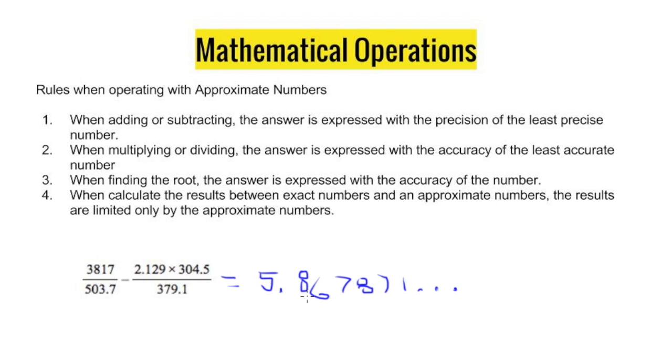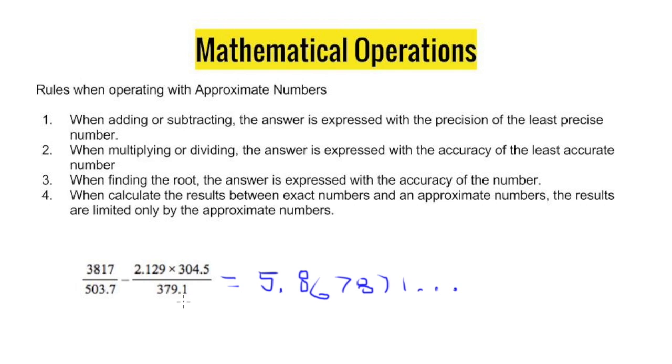Well, knowing our order of operations, we always do our multiplication and our division first. So when we do all that, what's left is just simply the subtraction. So the last operation that we do in this expression is subtraction, so we will follow rule 1. We are going to round the answer and express it to the precision of the least precise.